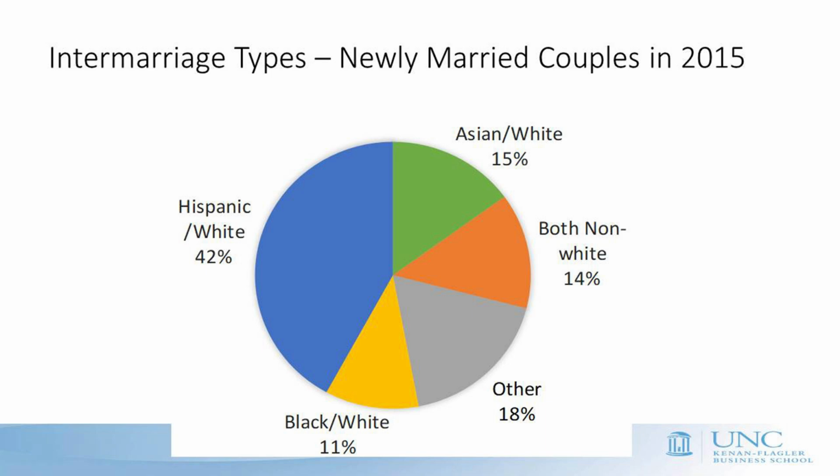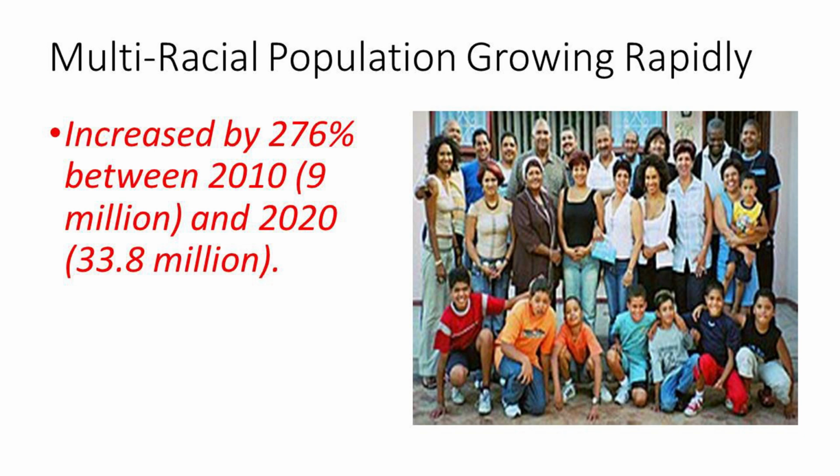Children are born. Those numbers of ethnicities are also increasing. Multiracial population is the most rapidly growing population. It increased 276% between 2010 and 2020. So in the US, we're at 33.8 million who identify as multiracial.